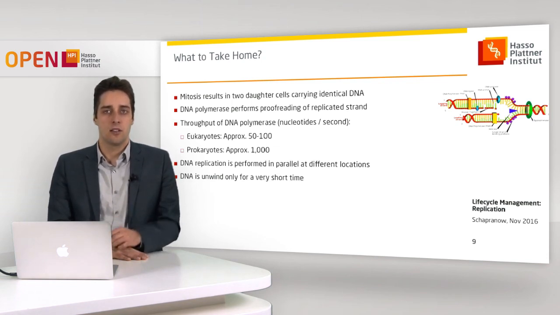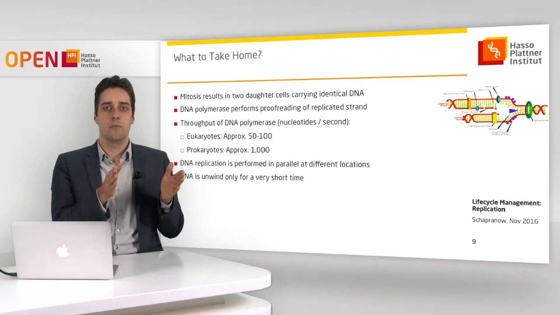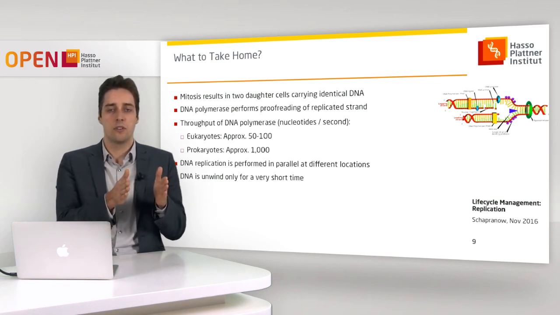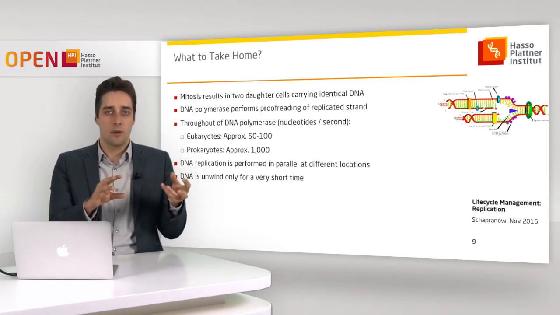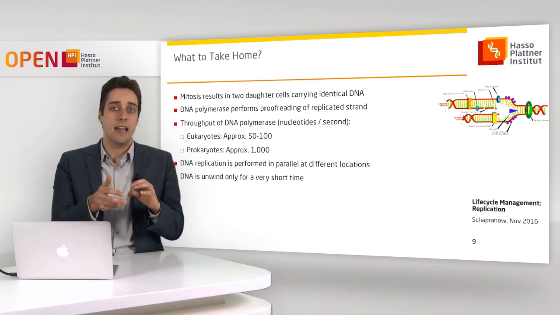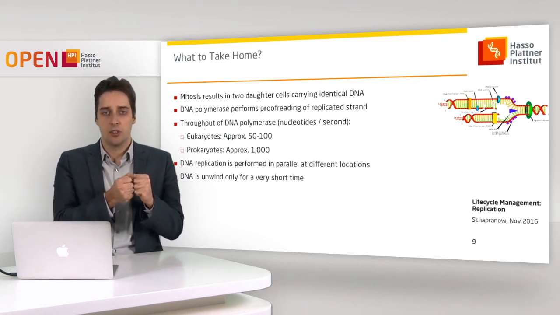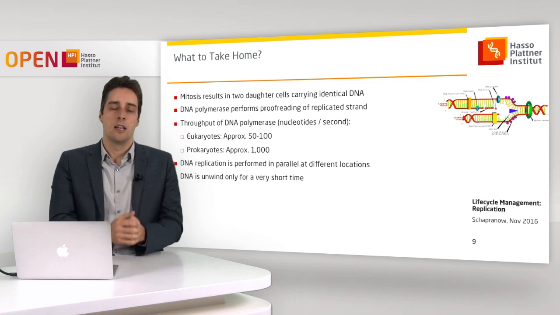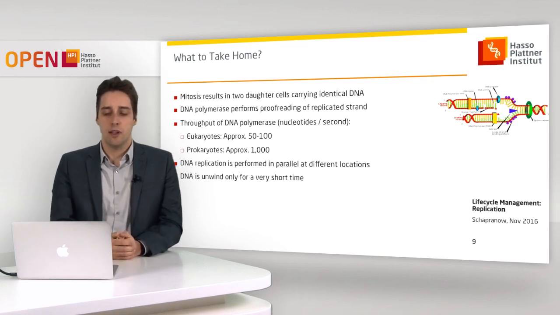It starts at different locations, and therefore you have only a pretty short amount of DNA which is unwound for a very short time. It's replicated, and just after that it's overwound again. So therefore you can keep it in that protected, overwound region and stable for most of the time.